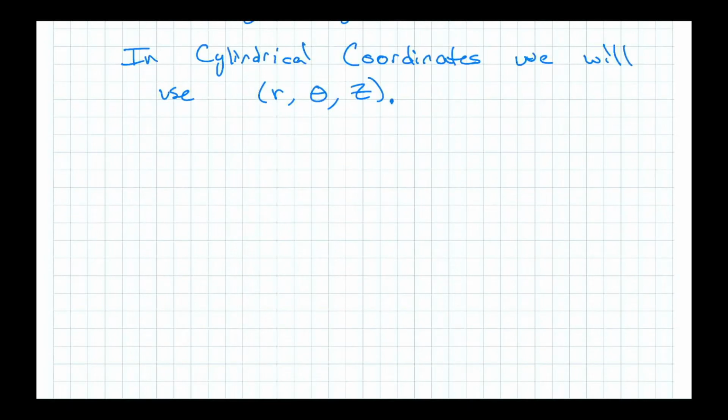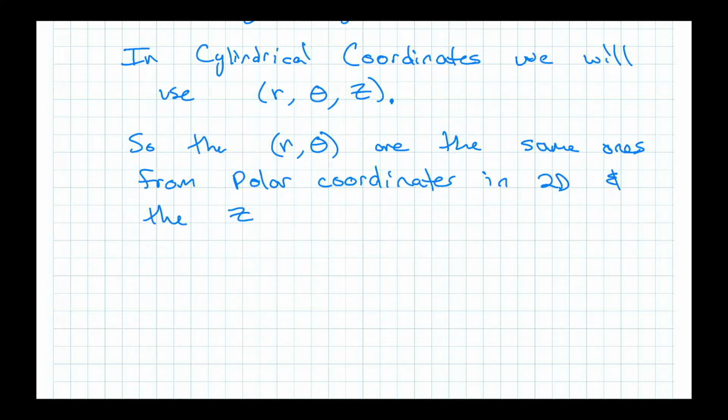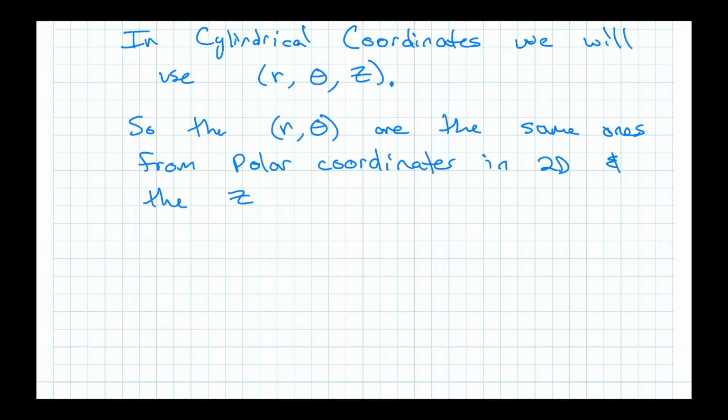And so how do we define them? Well, the R and the theta are exactly the same as from polar coordinates in 2D. And the z is just the z variable from xyz. So it's the regular z from xyz.